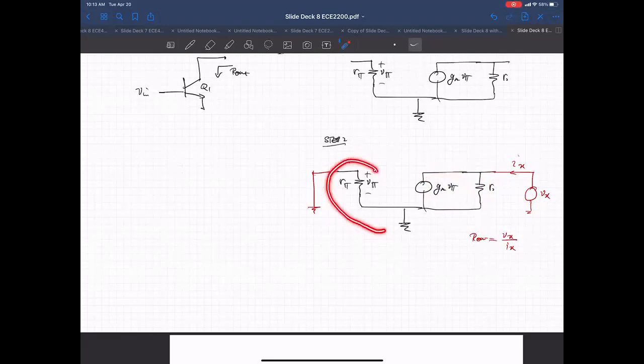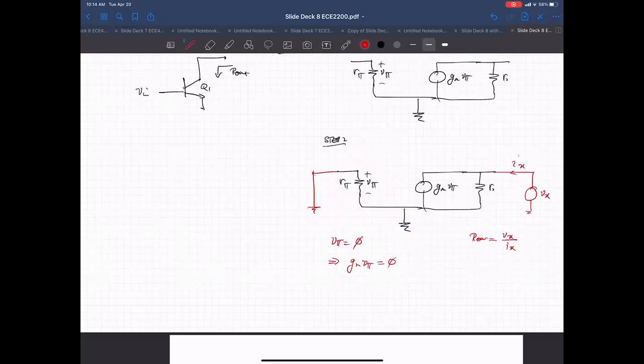So let's look at V sub pi is defined here. Well, one end of this resistor, this input resistance, is hooked up to ground because we shorted it. And the other end is also hooked up to ground because the emitter is at ground here. So V sub pi is just equal to 0 because both sides of this resistor are connected to the same voltage. They're both connected to ground. So V sub pi is 0, and that means that G sub M, V sub pi is also 0.